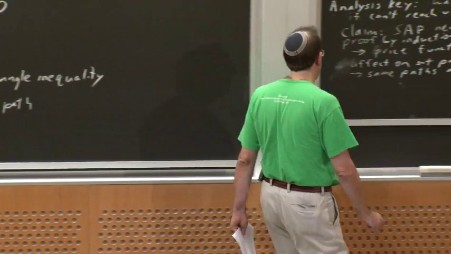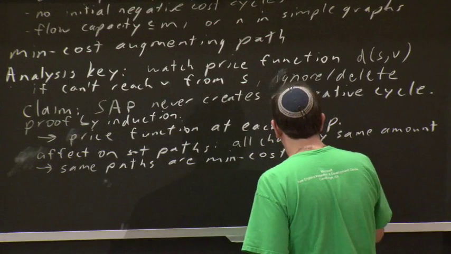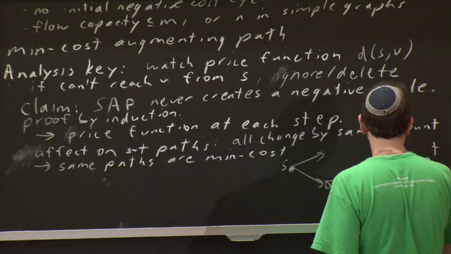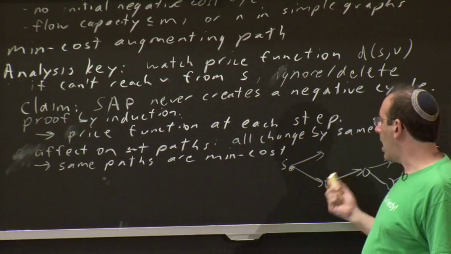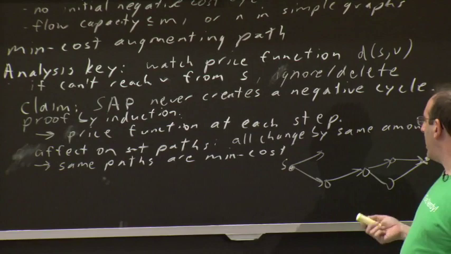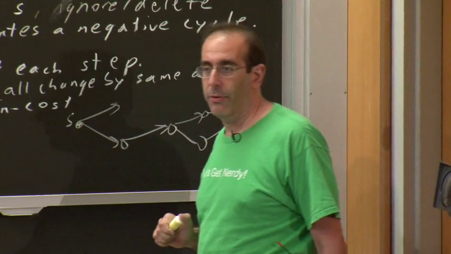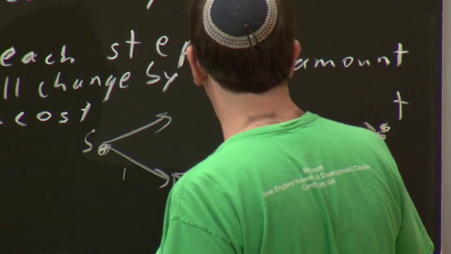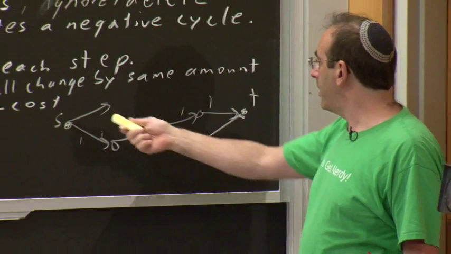Okay, so we have S, we have T, and I've got some graph. It had some original prices on the edges. Now when I go in and compute reduced costs on this graph, what can I say about the reduced cost of an edge that is on one of these shortest augmenting paths? Let's say these are all length one. These are the original costs. And this is the shortest path from S to T. What are the reduced costs of these edges?